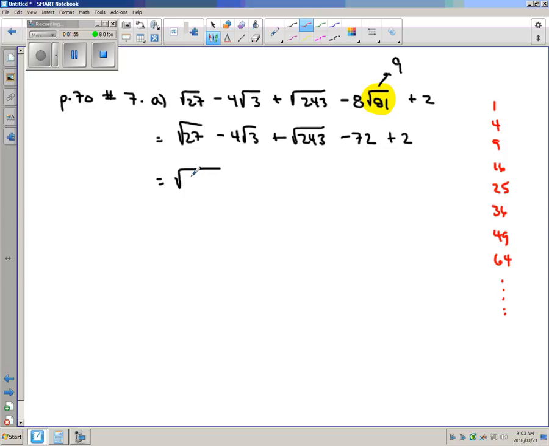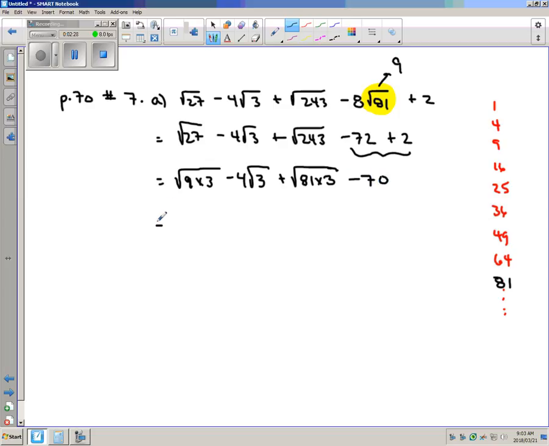So 27, I noticed that 9 goes into 27. So I'm just going to rewrite that 27 as 9 times 3. The root 3 can't do a thing with that, I'll just leave it alone. The 243, a little bit of playing around with that, you'll see that the next number here would have been 81, and 81 does go into 243 three times. And then let's just collect those to get my minus 70.